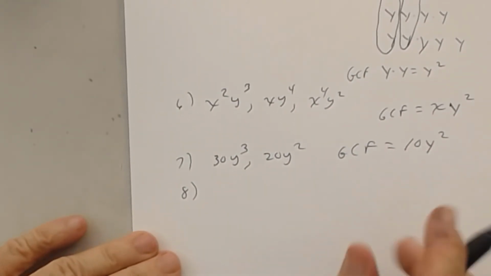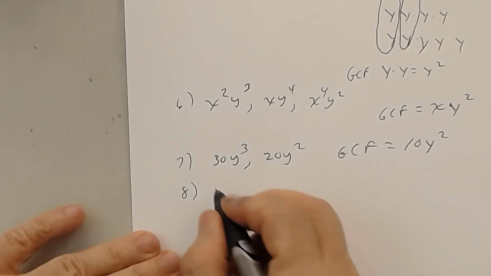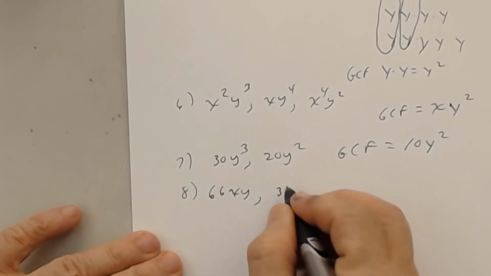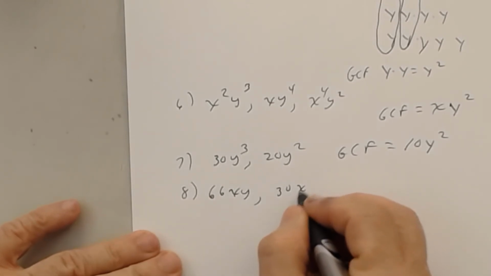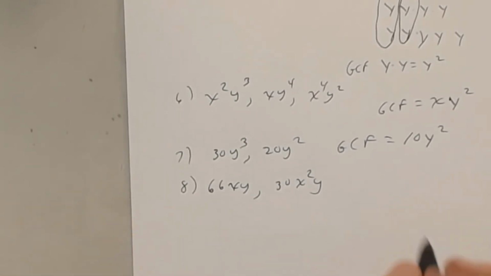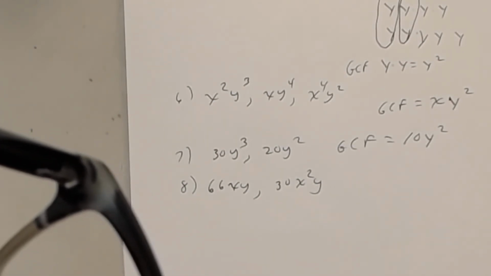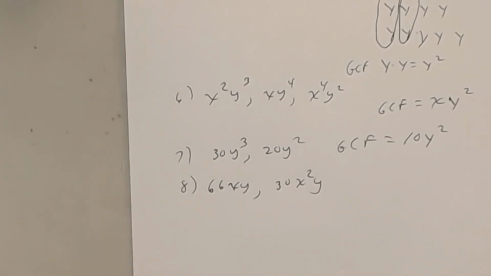Number 8. Suppose we had 66xy, comma, 30x squared y. So 66xy, and then 30x squared y. Let's start with the coefficients. What's the GCF of 66 and 30? If you're not sure, what should you do? The factor tree.